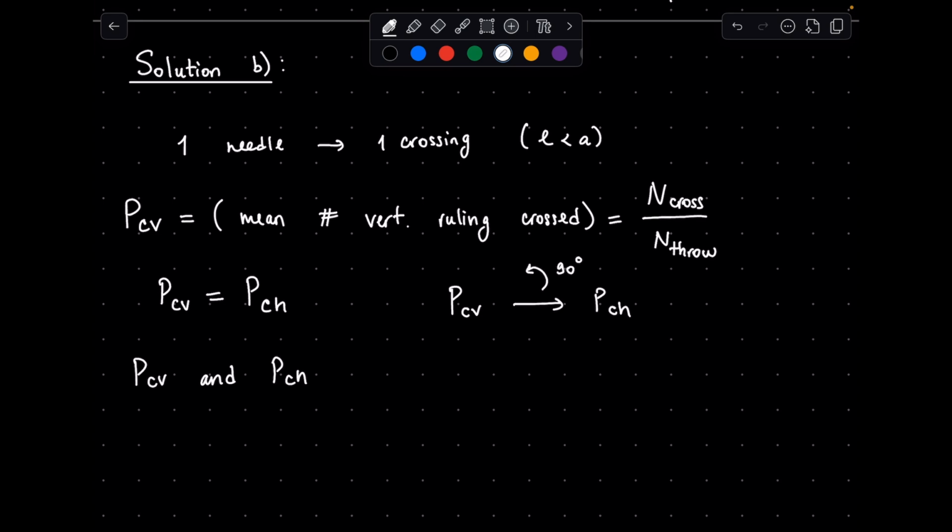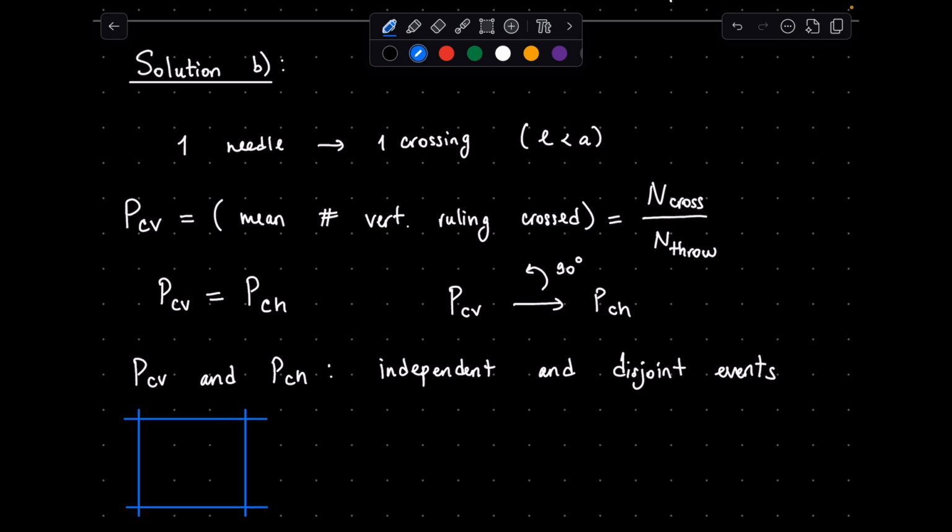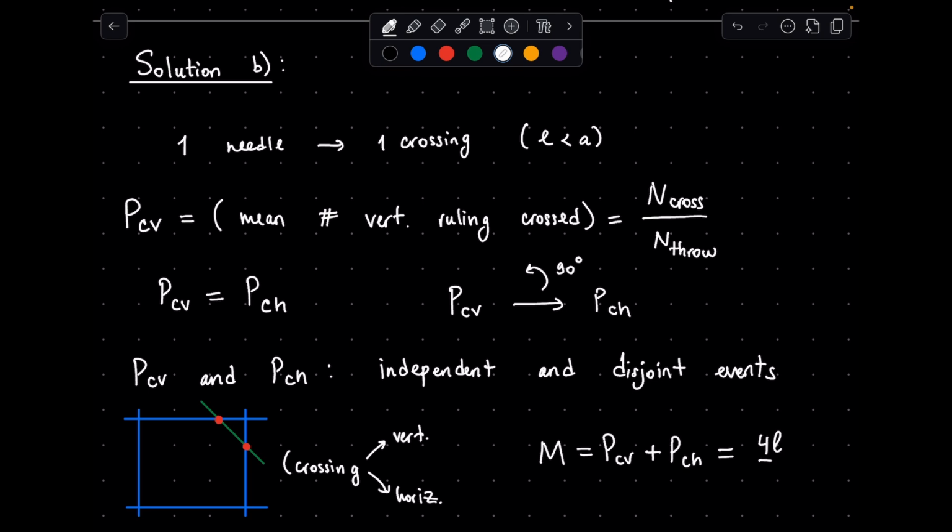Also note that PCV and PCH are independent and disjoint events. Let's draw the grid to explain that. PCV and PCH are disjoint because one crossing can either be corresponding to a vertical crossing or a horizontal crossing, but not both at the same time. Don't confuse this with the needle being able to have both horizontal and vertical crossings. We are talking about one particular instance of a crossing. So the mean number of total crossings, let's call that M, is simply the sum of PCV and PCH, which in this case will be 4L divided by pi A.